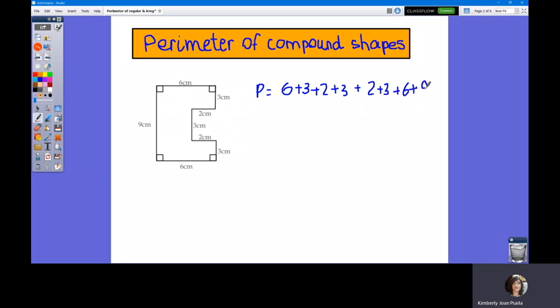It is important that you add up all of the sides. Always double check your writing. Maybe you have missed a side. So if you add all these up, you should get the answer of 34 centimeters. And there you have your final answer, the perimeter of this compound shape.